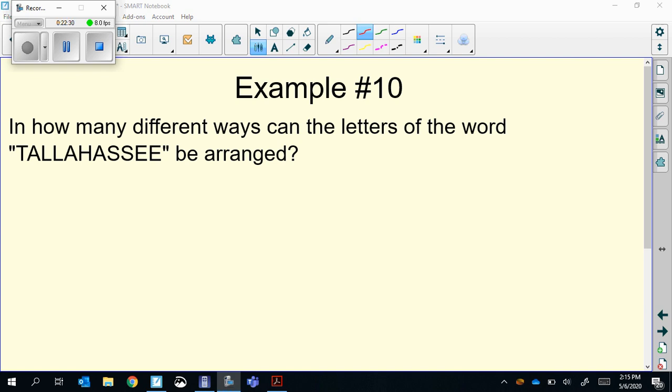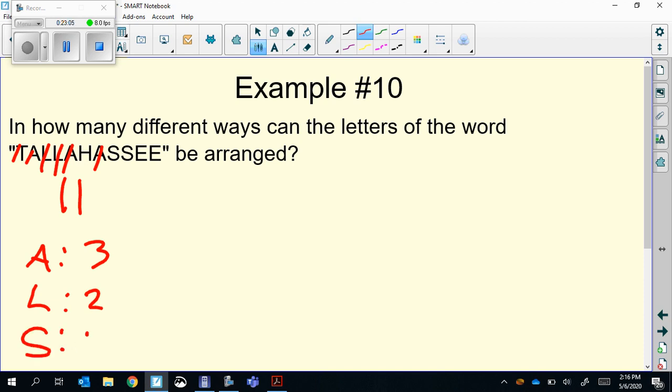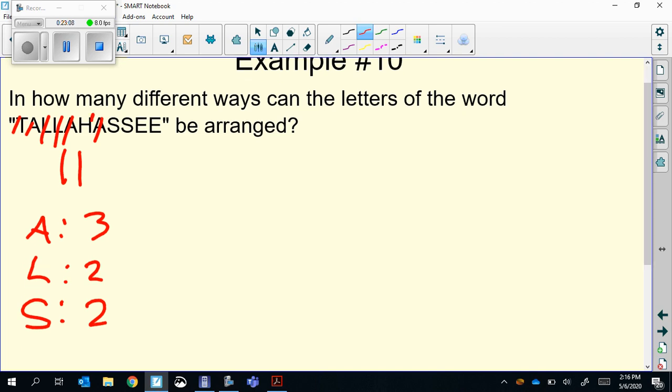All right, so we're going to rearrange the letters in the word Tallahassee. There are 1, 2, 3, 4, 5, 6, 7, 8, 9, 10, 11 letters. But there's a whole bunch of repeats. T does not repeat. A repeats once, twice, 3 times. L repeats twice. H does not repeat. S repeats twice, and E repeats twice.